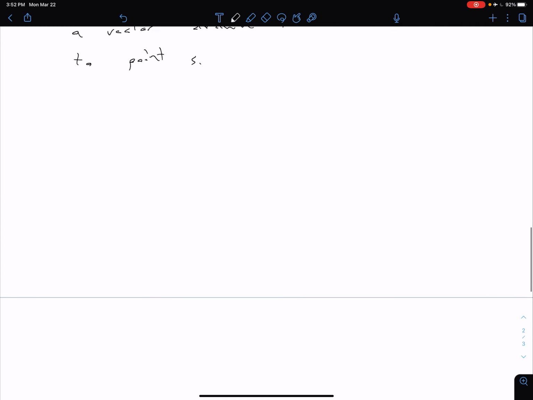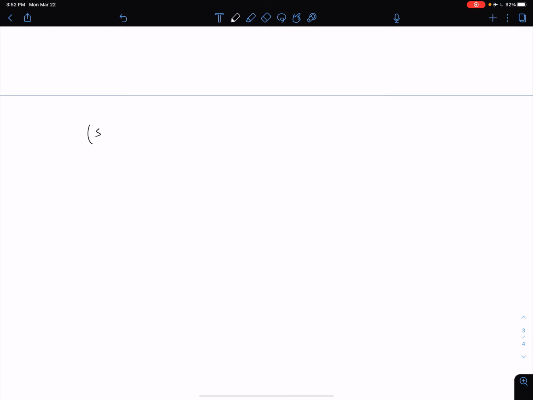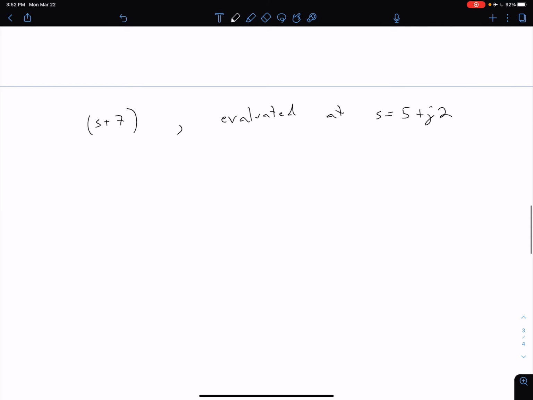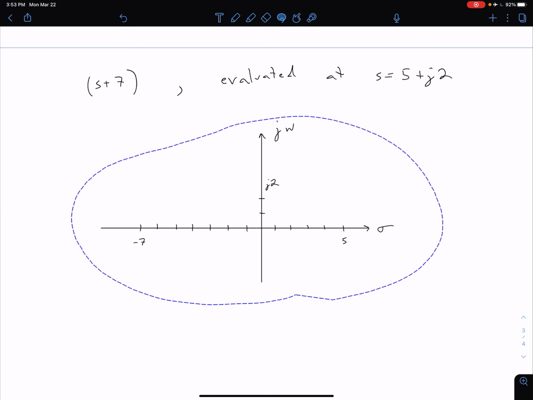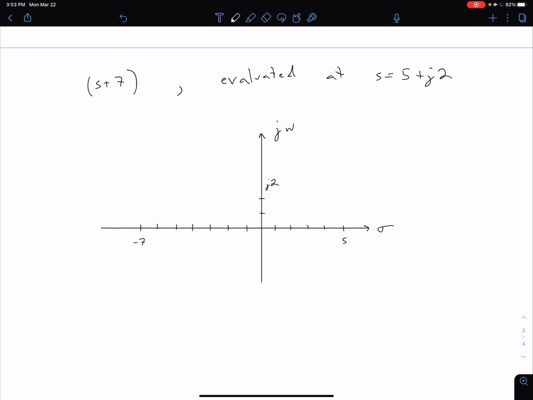So let's consider some function s plus 7, and let's say we're evaluating at a specific point, s equals 5 plus j2. Of course we could plug in 5 plus j2 for s and evaluate that way, but as I mentioned, when we come to root locus and using it to design, we're going to want to consider this graphically to help us wrap our heads around what's going on. So to plot this, s plus 7 means we're going to have a zero over here at negative 7. Again, that's just the value of s that we would plug in to make it zero. And our point that we're evaluating at is 5 plus j2, so we go over 5 and up j2, and we're at this point over here.